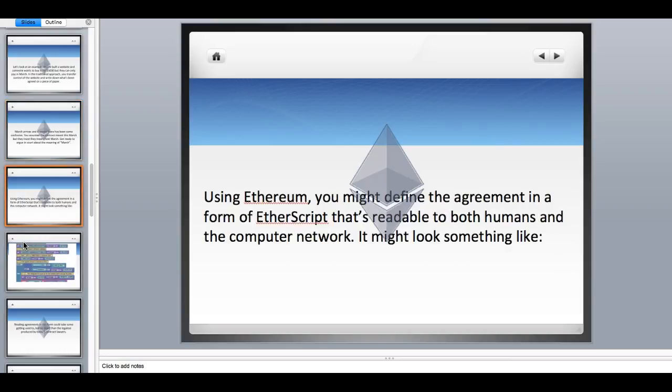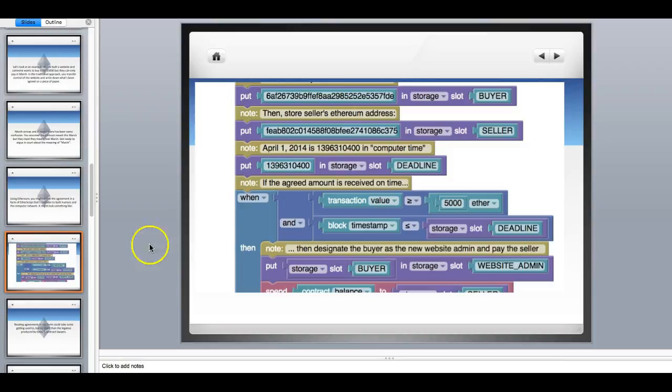Now, using Ethereum, you might define the agreement in the form of EtherScript that's readable to both humans and the computer network. All right, and I'm gonna give you an example of what this might look like. Okay, so try to understand this if you want. I'm gonna help you break it down. You're familiar with the 26 alphanumeric characters that make up your Bitcoin address or your wallet address. All right, so let's say this was yours.